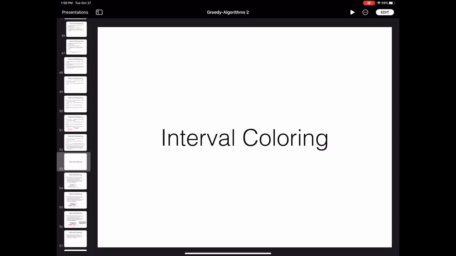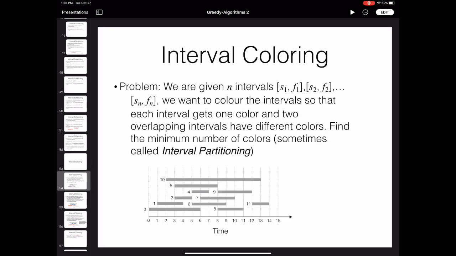We are still talking about greedy algorithms, and I'm going to solve a couple more problems. The next problem is interval coloring. What is the problem? This is kind of similar to interval scheduling.